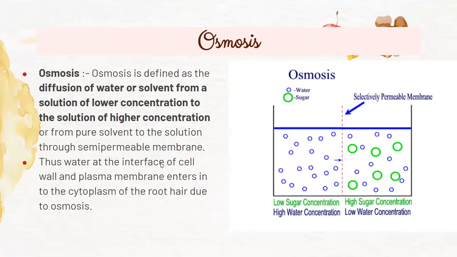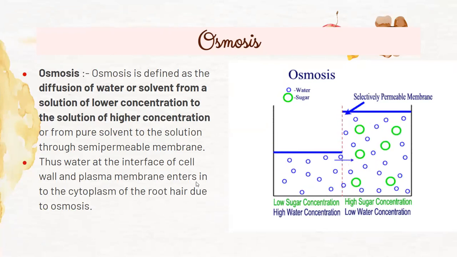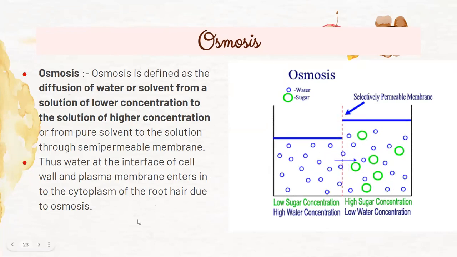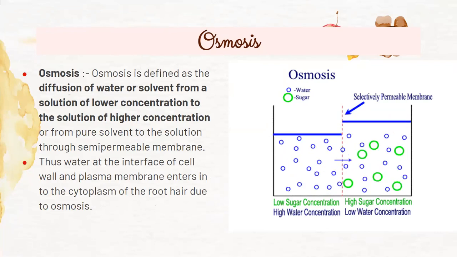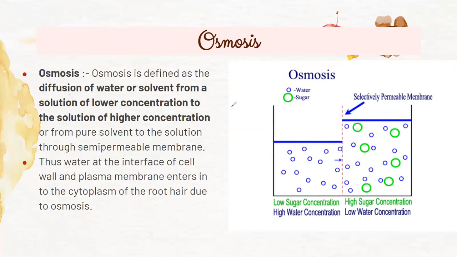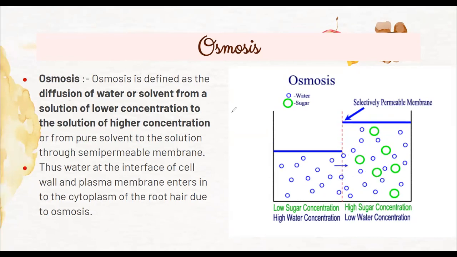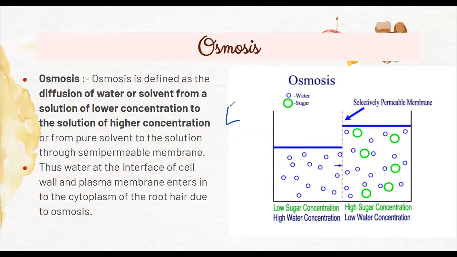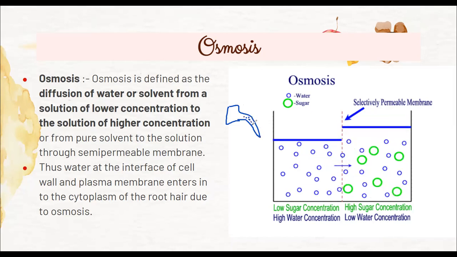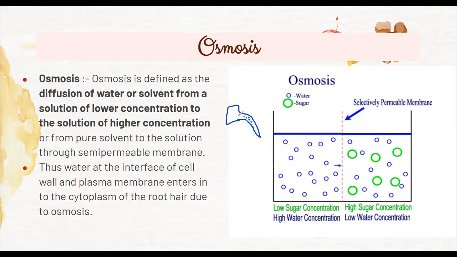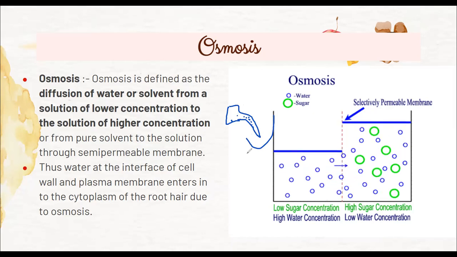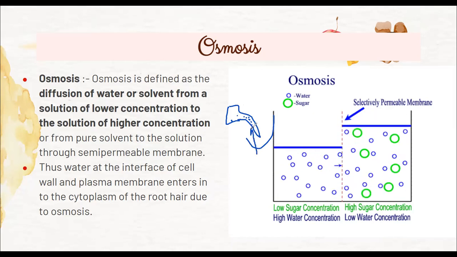Okay, thus water at the interface of the cell wall and the plasma membrane enters to the cytoplasm of the root hair due to osmosis. So outside water will enter inside the cell. Okay, we will imagine this scenario with respect to the water absorbed by the root hair. So the root cell is over here and the root hair is here. Now inside of the cytoplasm you have so many concentrated solutes and then you have some water molecules also. But outside you have only water molecules present in between the soil particles. So the tendency will be to move inside.